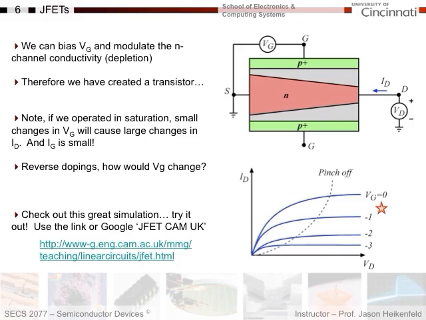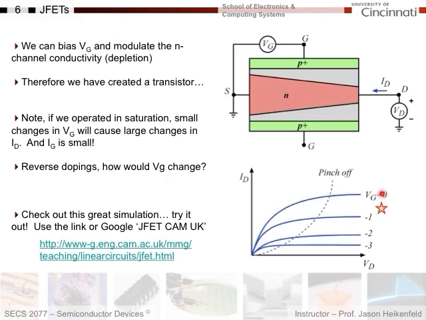Now, one way to counteract this, if we're out here beyond pinch off and in saturation, is we can actually put a gate voltage on here to modulate this. And so how you would typically operate one of these transistors is that you would take it out to the point where you're in saturation. So here's my drain current versus drain voltage. Here's a curve for VG equals 0. Here's pinch off. Here's saturation.